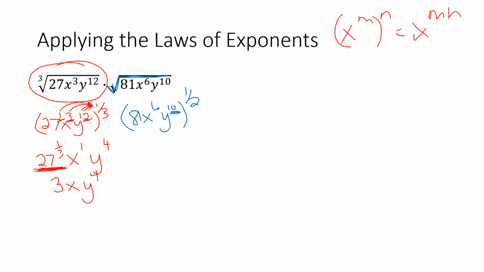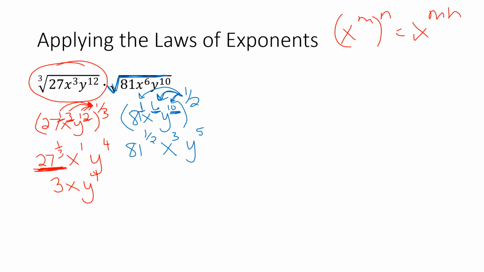So on the y, my exponent is a 10. On the x, my exponent is a 6. The 81, you can write with an exponent. We're just going to distribute that exponent to each one. So half of 1 would be 1/2, so 81 to the 1/2 power. Half of 6 would be 3, so x to the 3rd power. And half of 10 would be 5, so y to the 5th power.